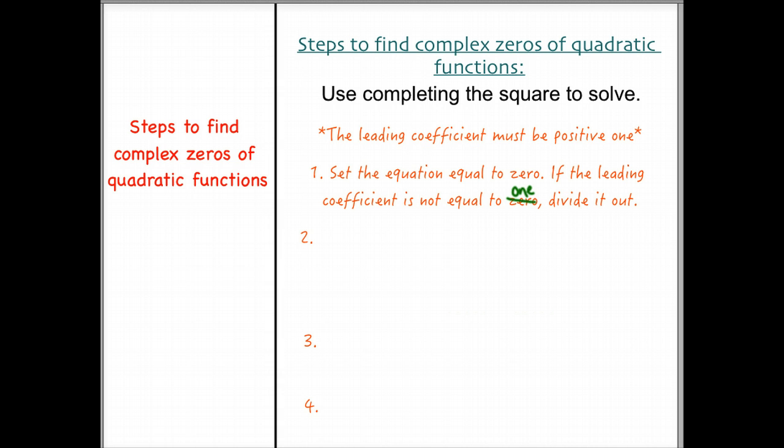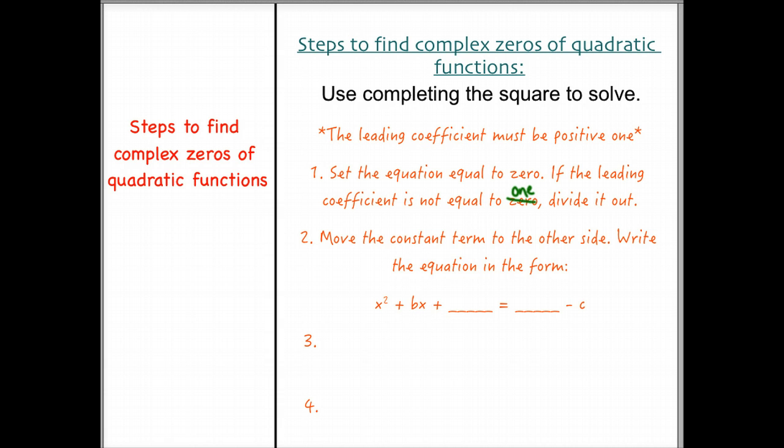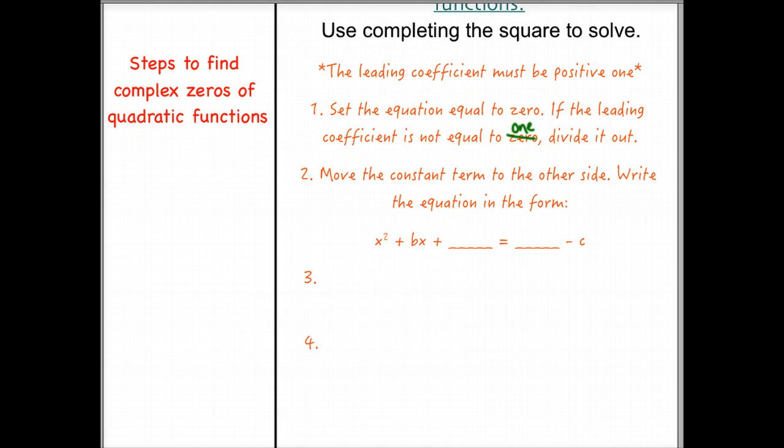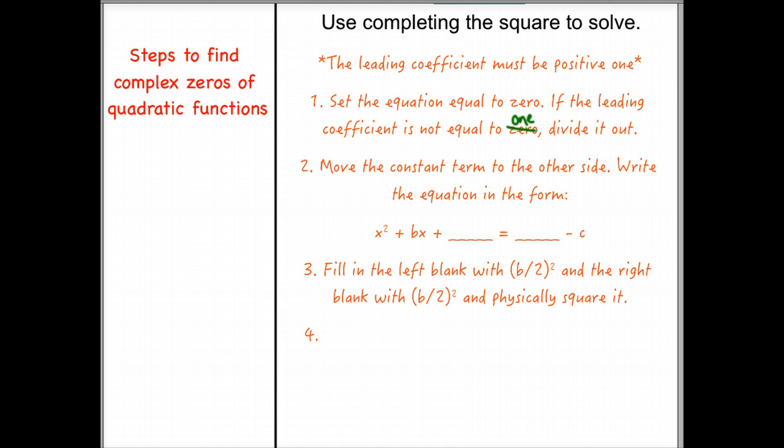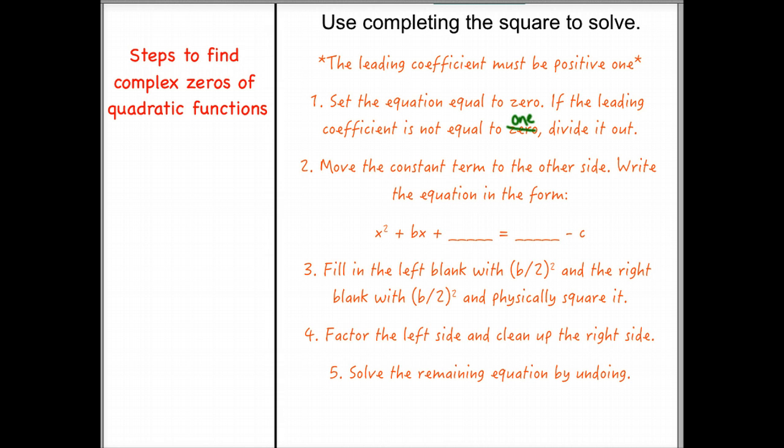Awesome. So the second step here says move the constant term to the other side. Write the equation in the form x squared plus bx plus blank equals blank minus c. And the third step, we're going to fill in those blanks with b over 2 squared and the other blank as well. The last step here is to factor the left side and clean up the right side and then solve by undoing.